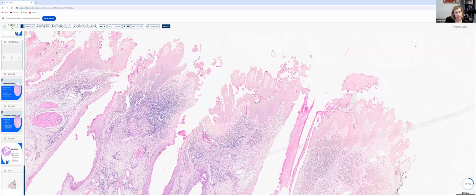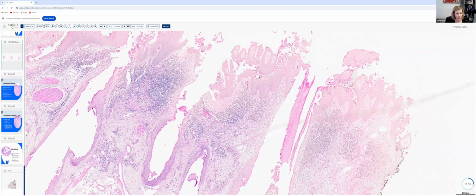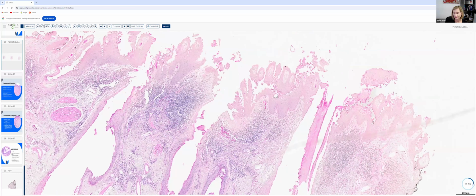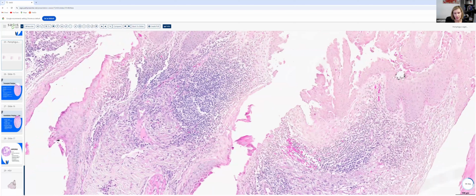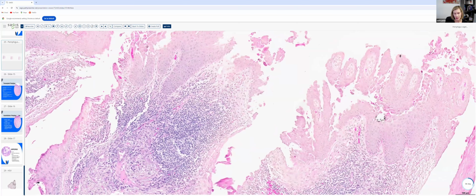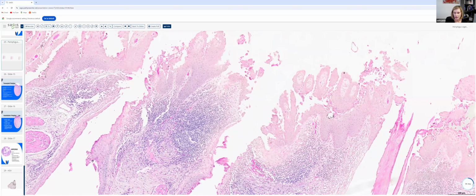We don't even really see a granular layer or stratum corneum, so the entire epidermis is actually a vesicle or a split, and the acantholysis extends down into the follicular epithelium as well, which is always a clue that we're dealing with pemphigus. And we have a fairly brisk dermal inflammatory infiltrate with lymphocytes and a few eosinophils. So direct immunofluorescence would be diagnostic in this case.